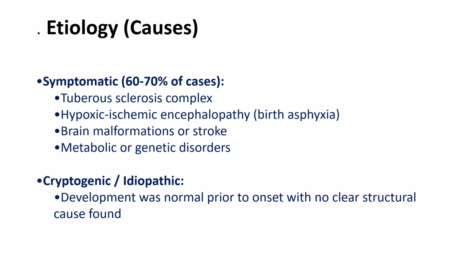Regarding etiology, 60 to 70% of cases are symptomatic. It's due to either tuberous sclerosis complex, hypoxic ischemic encephalopathy, brain malformation or stroke, or metabolic or genetic disorder. And the rest is idiopathic. Development was normal prior to onset with no clear structural cause found.